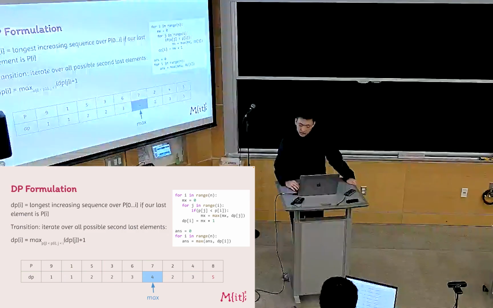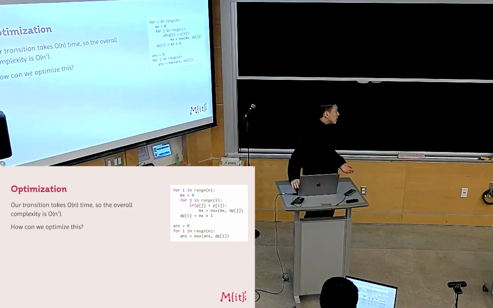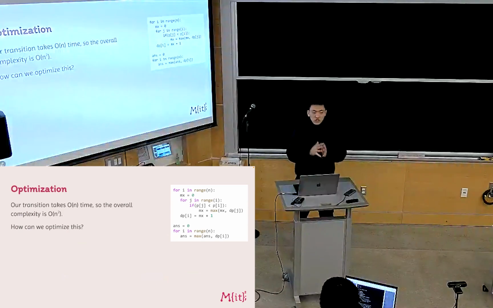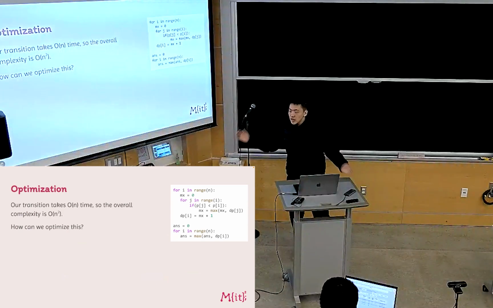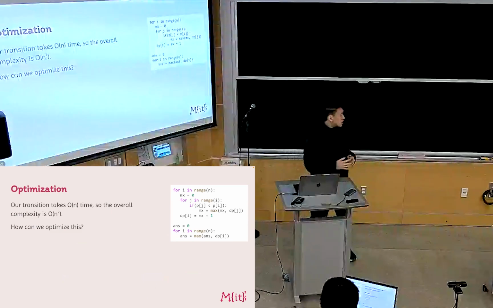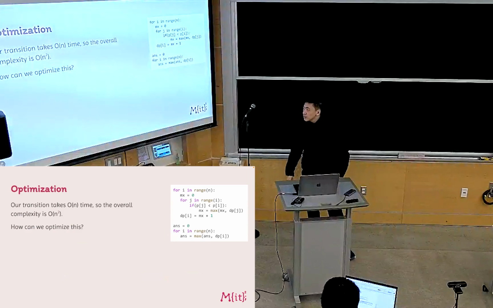Yeah, this is n squared. And the reason it's n squared is because we have n states, right? We have dp 1 up to n, and our complexity overall is n squared. So how might we be able to optimize this?